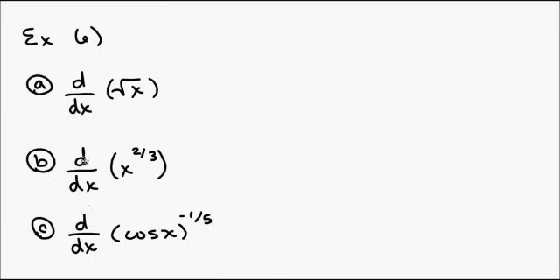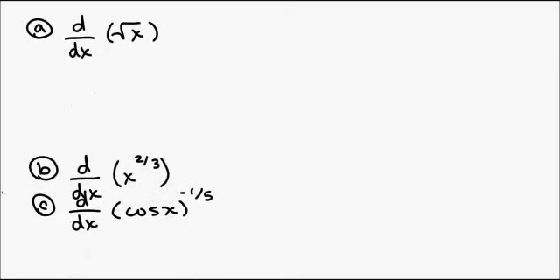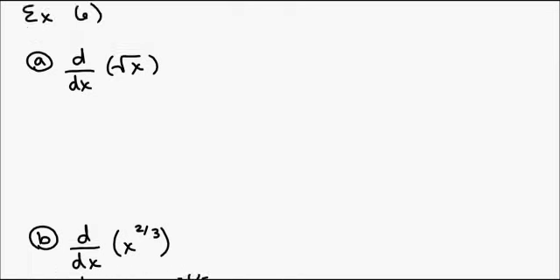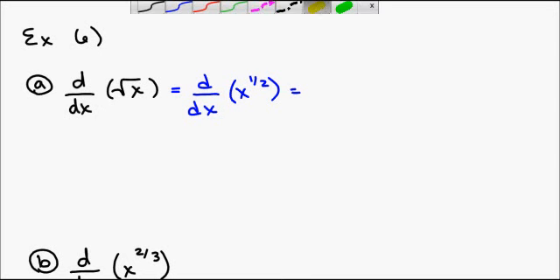Example 6, 3 parts here. So we're trying to find 3 different derivatives. Let's just start with part A. Okay. So I know that d/dx of square root of x is the same thing as d/dx of x to the 1/2, because I can rewrite that square root as x to the 1/2. And when I'm taking the derivative, I'm going to take that 1/2 and push it into the front.